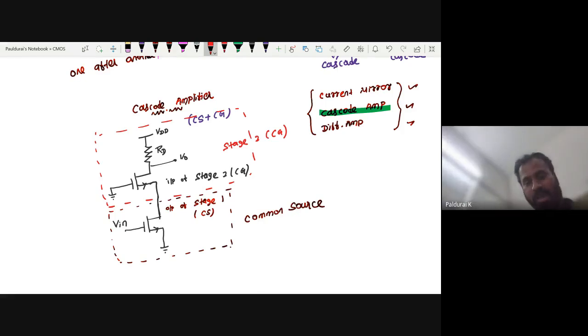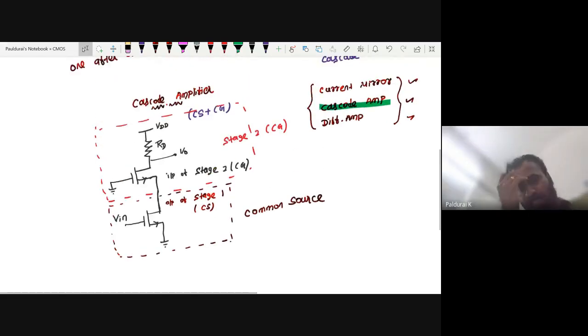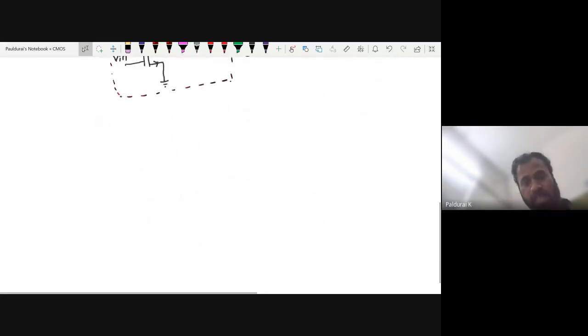But this time, I want to do it differently. This is as per Neamen, but as per Razavi, it is quite interesting. I hope you will enjoy Razavi's flow this time. So let me start. Before starting, cascode amplifier.